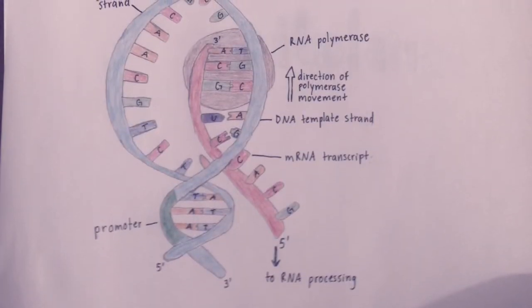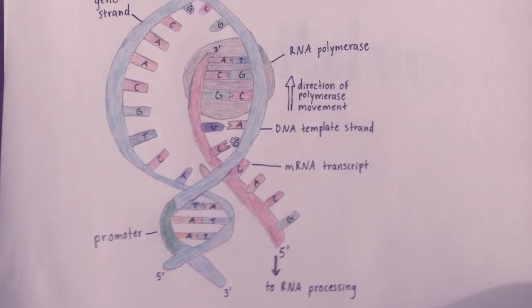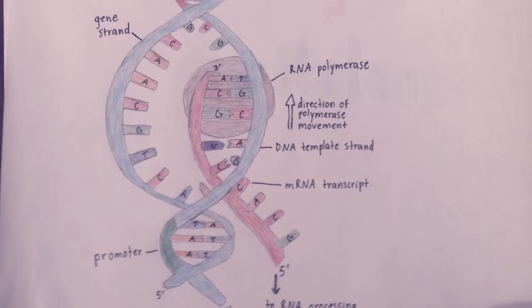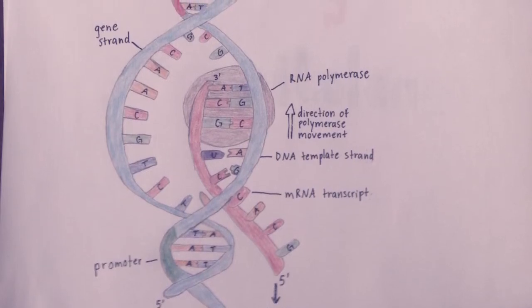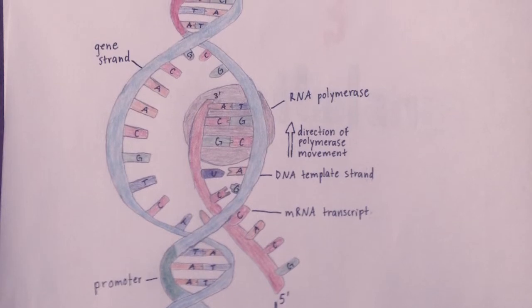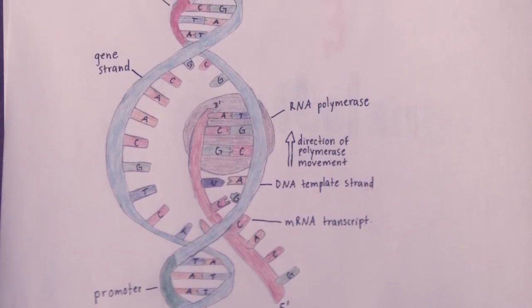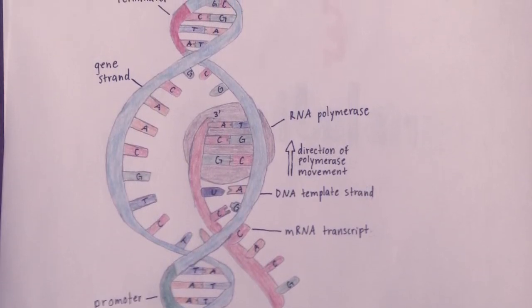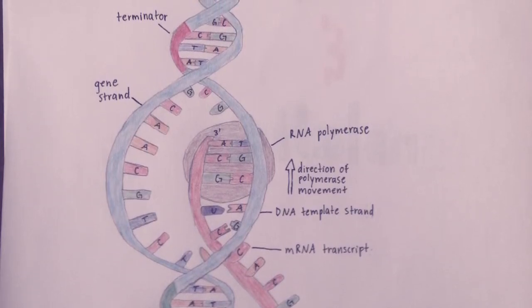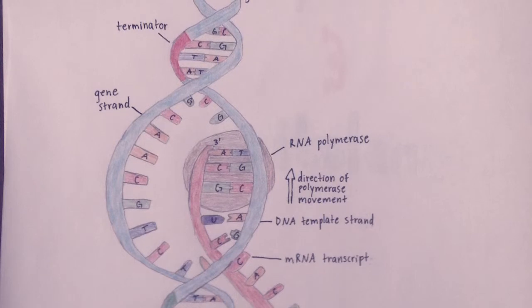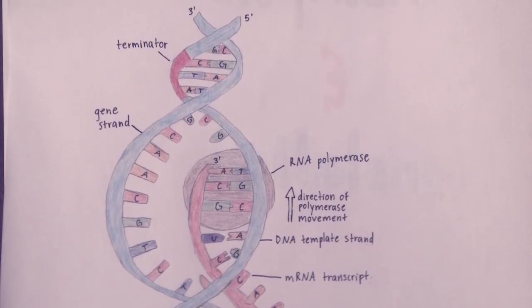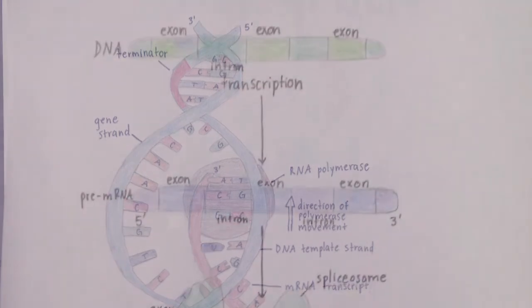Transcription begins with an enzyme called RNA polymerase. RNA polymerase attaches itself to a promoter on the DNA strand. As it does this, it reads the complementary base pairs and copies them onto the mRNA strand. Once it reaches a stop codon, the mRNA dissociates from the DNA molecule. And this mRNA strand is now called a pre-mRNA transcript.